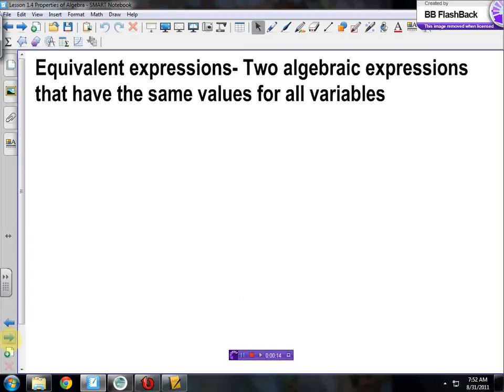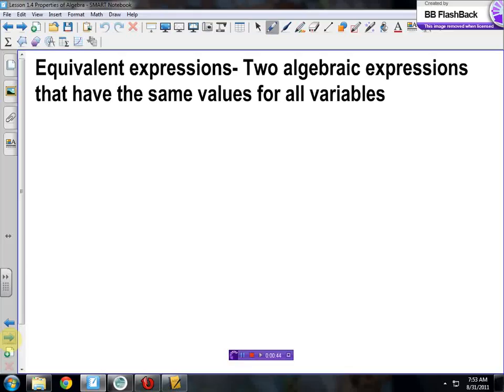First thing we're going to talk about is equivalent expressions, which are when you have two expressions that have the same values for all variables. And how would we be able to show that two expressions were equivalent? What's equivalent kind of sound like? Equal, right?